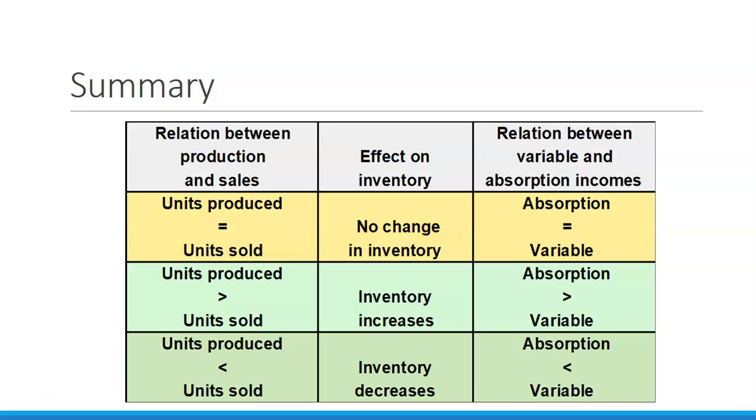And if the items produced are less than the items sold, then the inventory decreases and the absorption is greater than variable. As I said, most of the reasoning behind this analysis is to look at how well managers are performing in their inventory management compared to net income, usually done for manager bonuses.